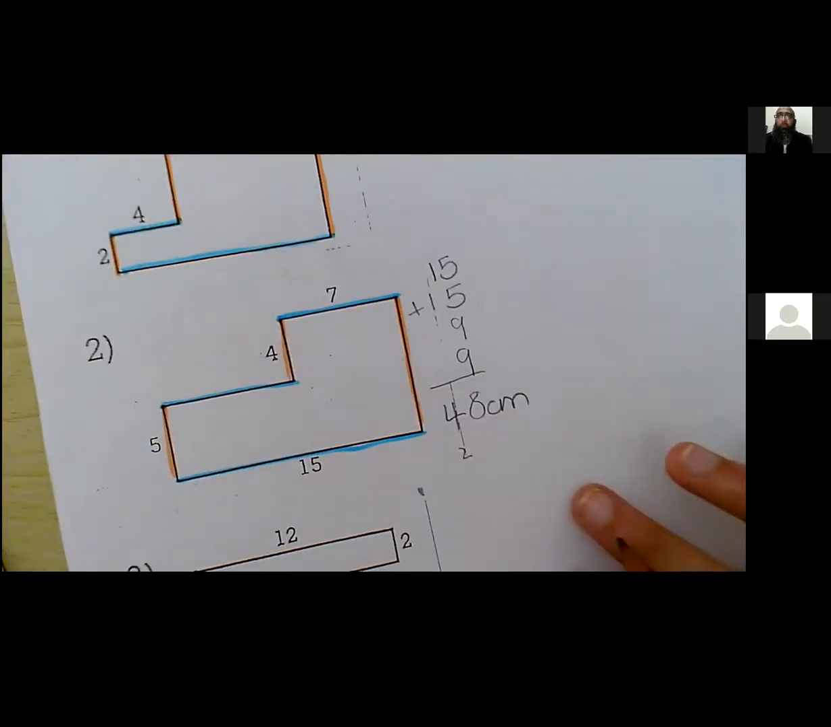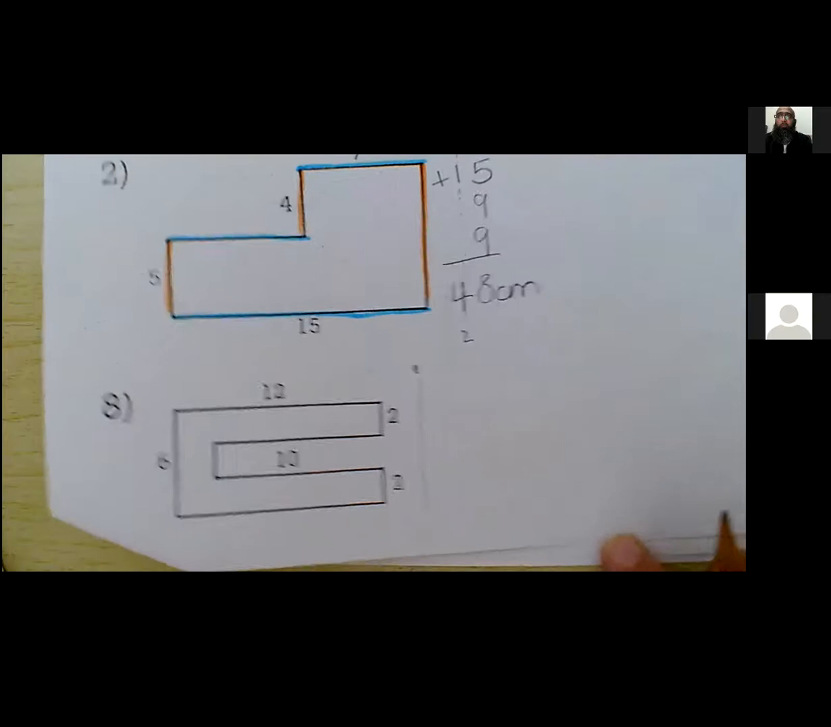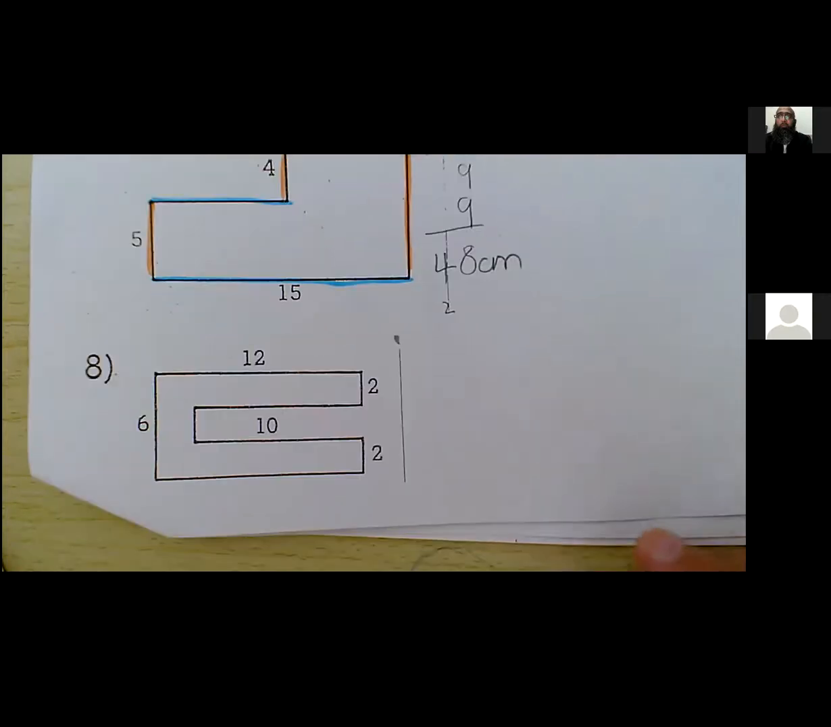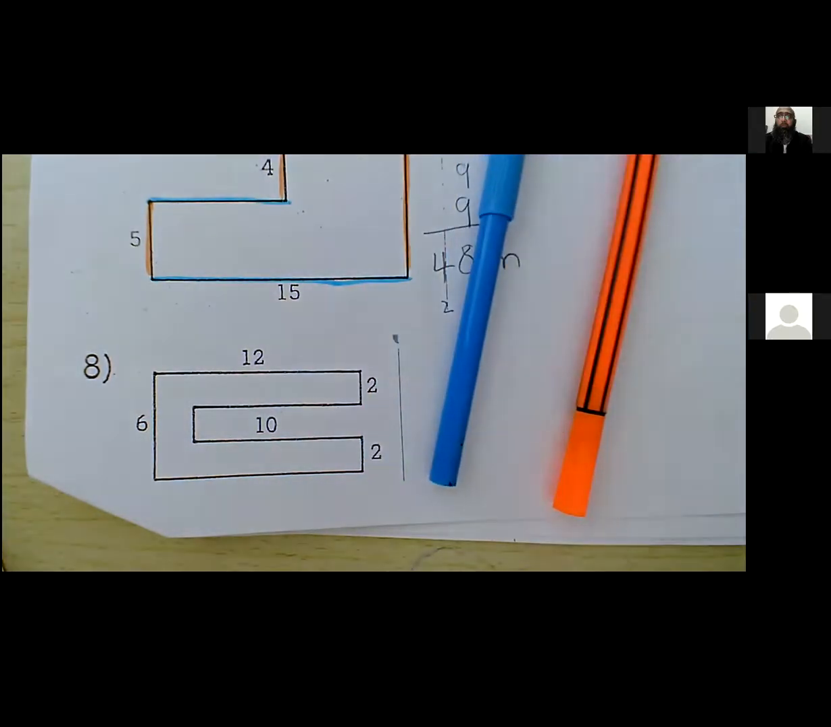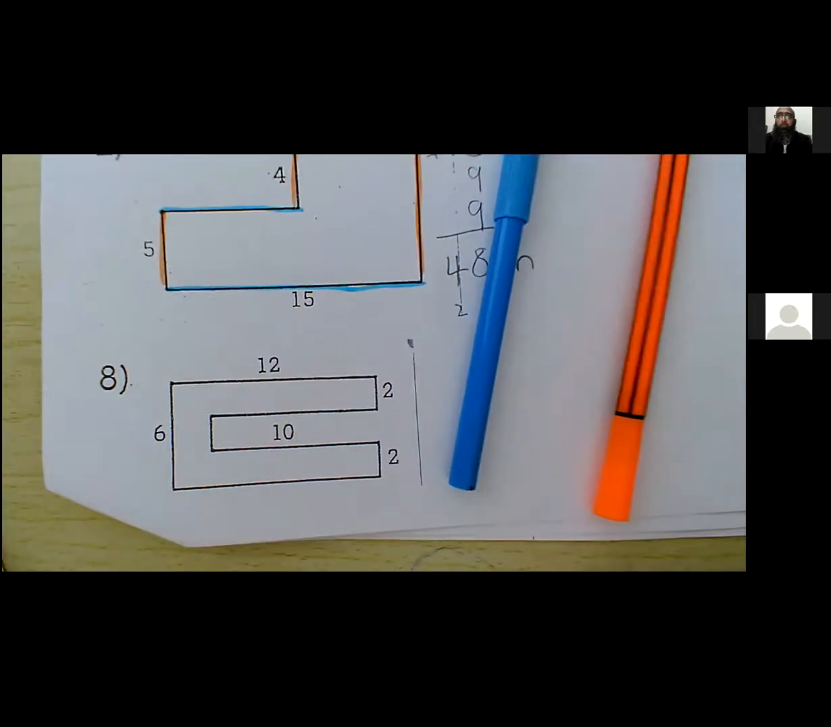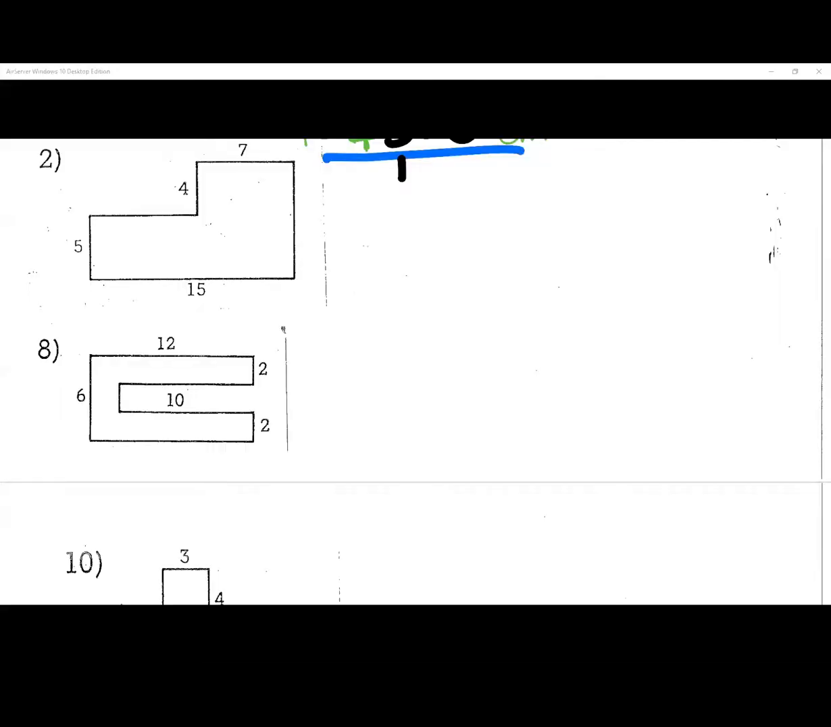Okay, Suleiman, I'm going to go on and do some more examples. Okay, back to my screen share. Okay, right, let's get back to it.